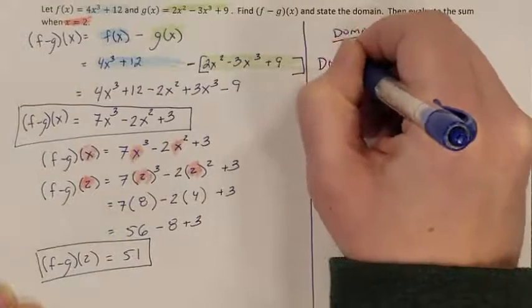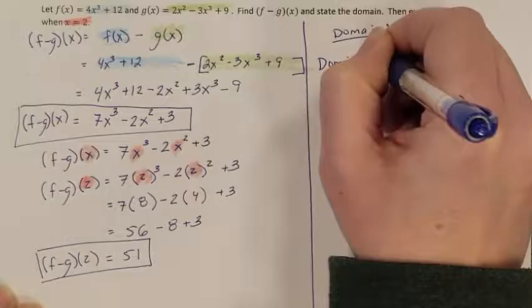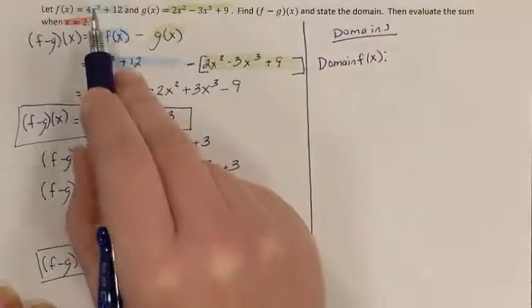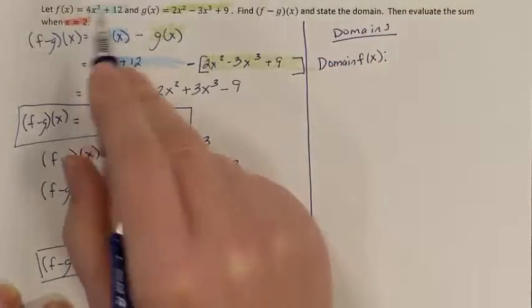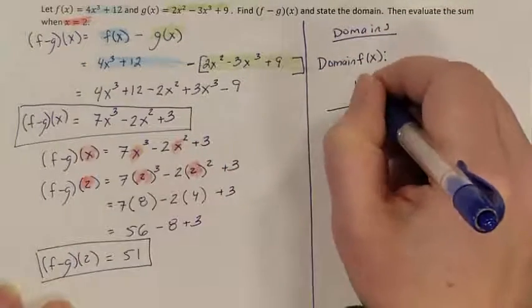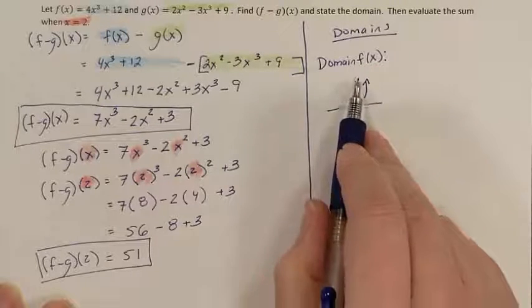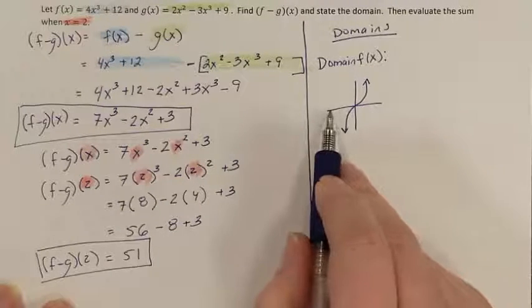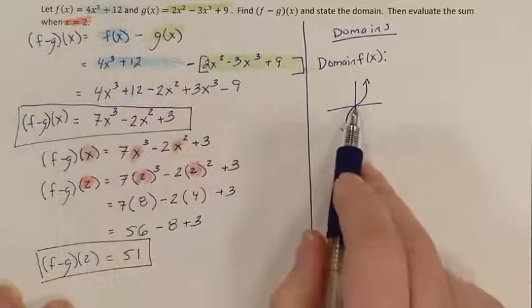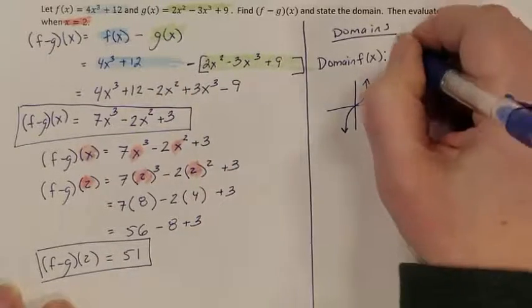Now let's check our domains. I need to check the domain of each individual function. So the domain of f of x. This is a cubic. Cubics, parent functions, end up looking like this. No matter how much up and down, left or right you move, a cubic will have all real numbers as its domain. So this is all real numbers.